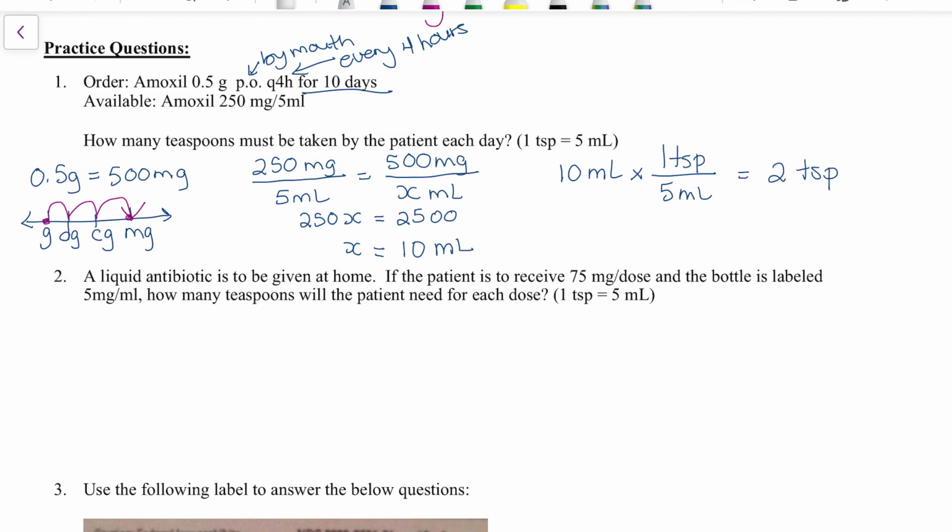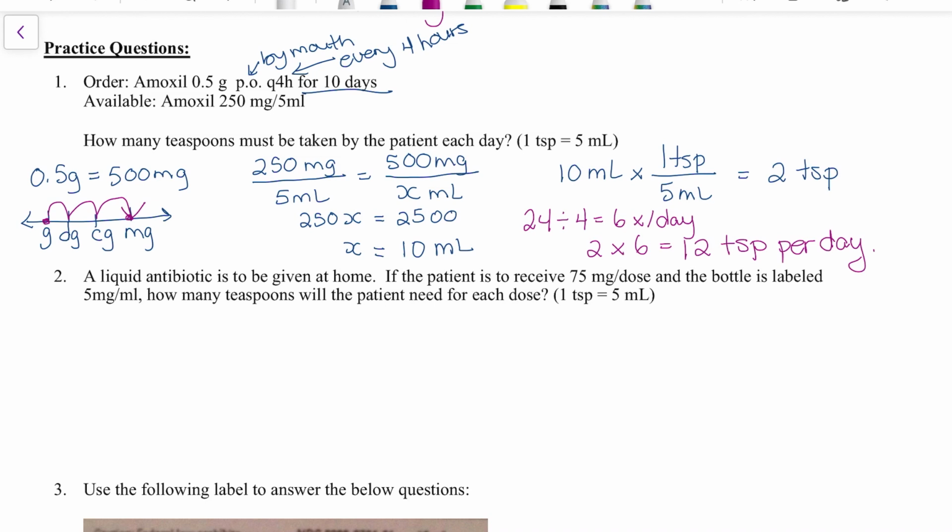Now, is that the end of my question? Is that the answer? My patient needs 2 teaspoons each day? No, that was by dose. That was 2 teaspoons per dose. I need to look at how much they need each day. So if you look at the original order, it's every 4 hours. So 24 divided by 4 is 6 times a day. So I'm going to take my 2 teaspoons, times it by 6, and I get 12 teaspoons per day.